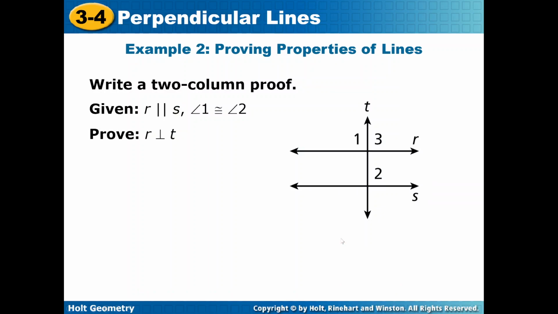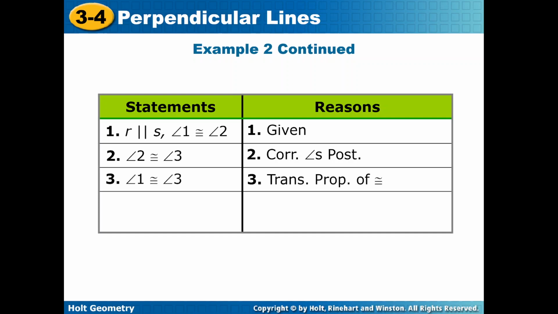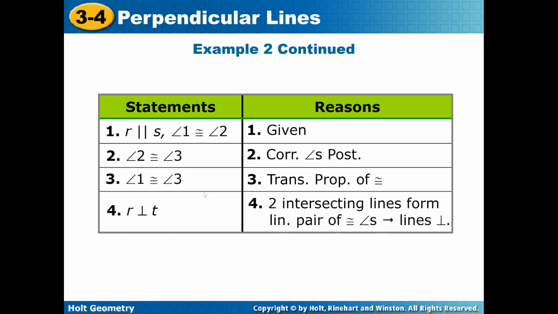Write a two-column proof. Given that line R is parallel to line S, and angle 1 is congruent to angle 2, we want to show that line R is perpendicular to line T. Start with the statements: parallel lines, congruent angles. You know that angles 2 and 3 are corresponding angles, by the corresponding angles postulate, because the two lines are parallel, so the corresponding angles must be congruent. Using the transitive property of congruence, we have angle 1 congruent to angle 3. Since those angles are congruent, two intersecting lines form a linear pair of congruent angles, so the lines must be perpendicular. So line R is perpendicular to T.